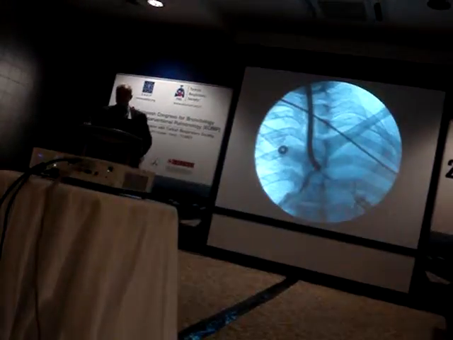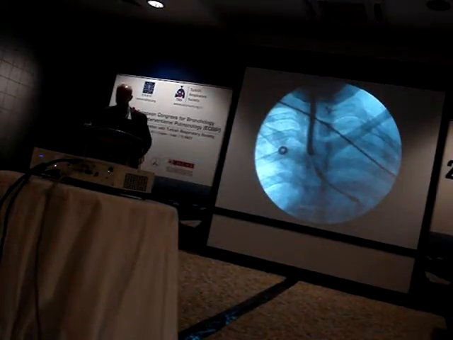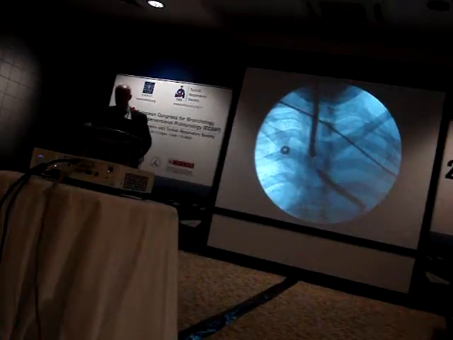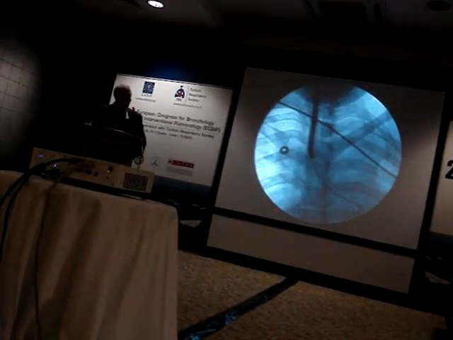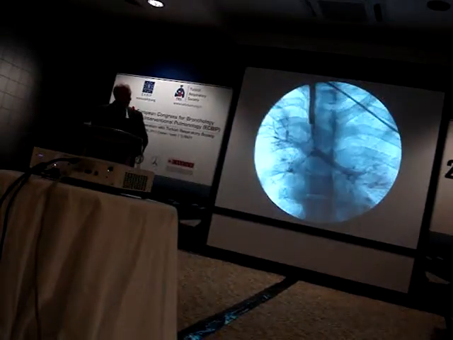Here is shown that contrast freely passes through the right main bronchus and doesn't to the left. And after stenting, the contrast passes equally in both main bronchi.